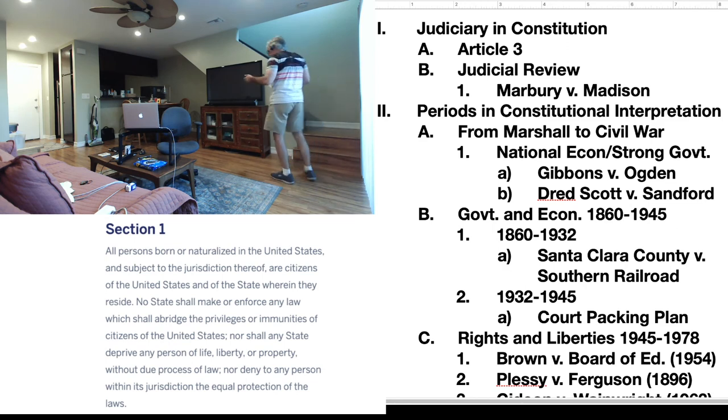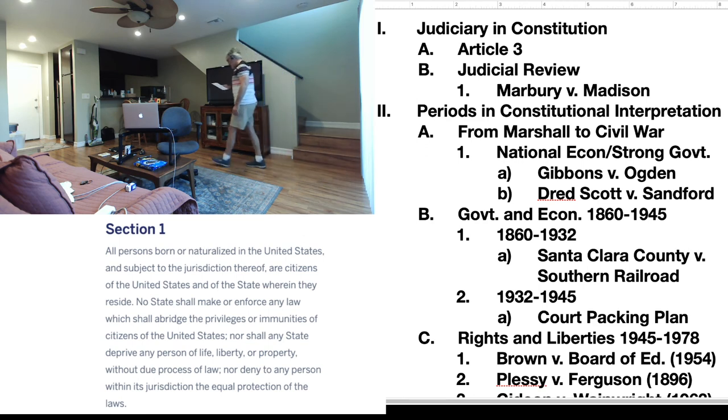So what happened in 1932? What was this seismic event that changed things? Write it down. In 1932, FDR was elected because of the Great Depression. Okay? And he had a plan to deal with the Great Depression known as the New Deal.